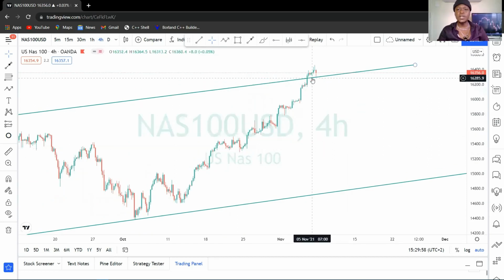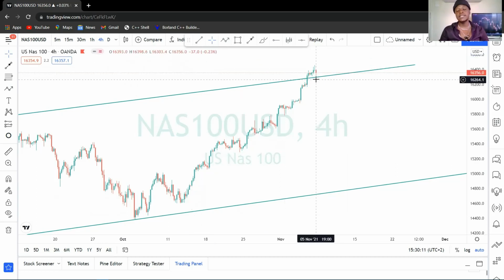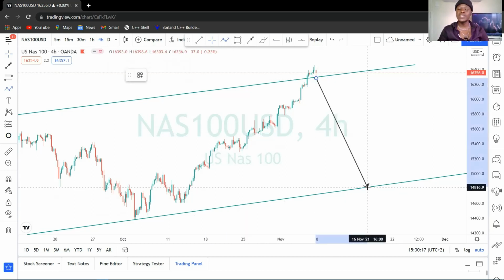So what is happening here? We see something like a pin bar. A lot of people are expecting Nas100 to do something like this, so that we can buy long term. But I'm waiting for a candlestick close inside my resistance trend line, so that I can conclude that we are going to this support trend line, and then I'm waiting to buy here.